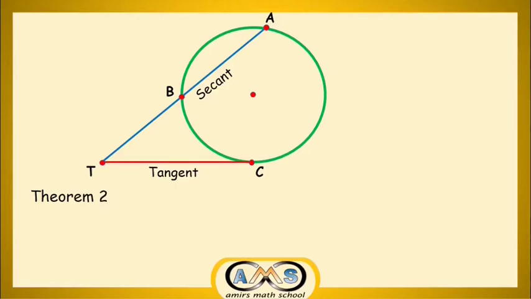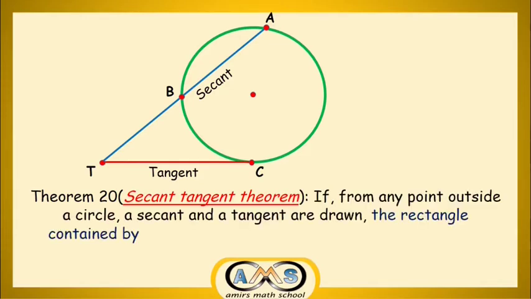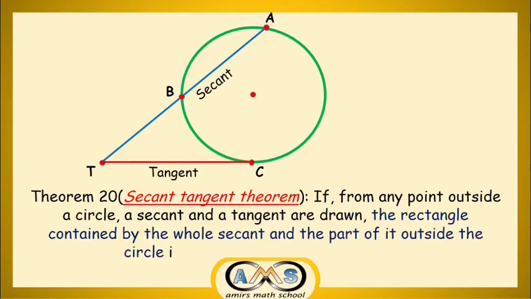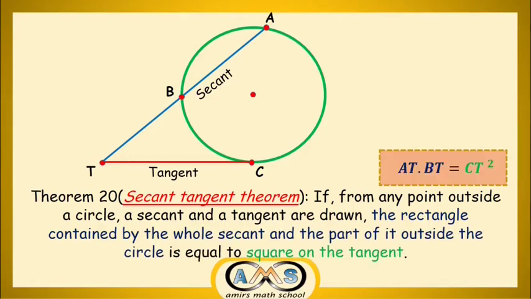Theorem number 20, that is secant tangent theorem. If from any point outside a circle, secant and tangent are drawn, the rectangle contained by the whole secant and the part of it outside the circle is equal to the square on the tangent. That is, we can say this AT into BT equal to CT square.